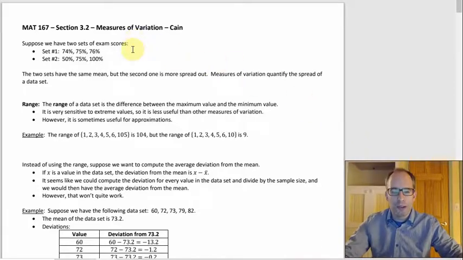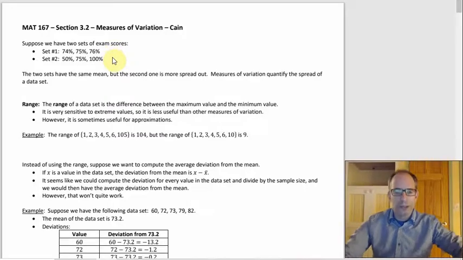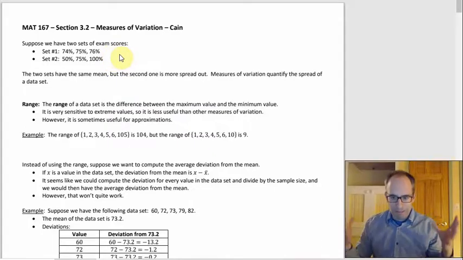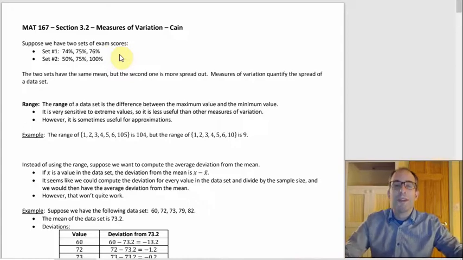But suppose we have two sets of exam scores. So these two here, both means and both medians are 75. But the second one is clearly more spread out than the first one. But if you just looked at a measure of center, you wouldn't see that, right? Like if you had a summary and that was all that you had, that's not what you're going to be able to see. You would just see the 75.